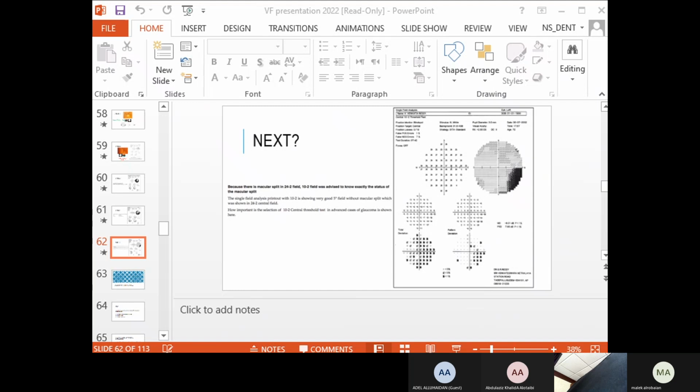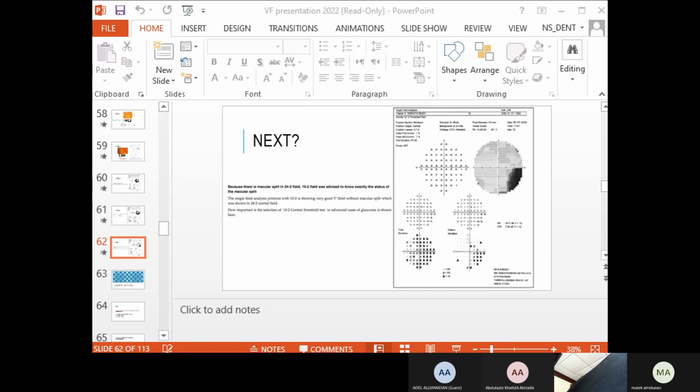This is the patient's name, age, and ID. This is a 24-2 SITA Standard test. I will start from the right eye. The reliability indices: fixation losses are less than 2, which is super reliable. False positive is 33%, which means not reliable.